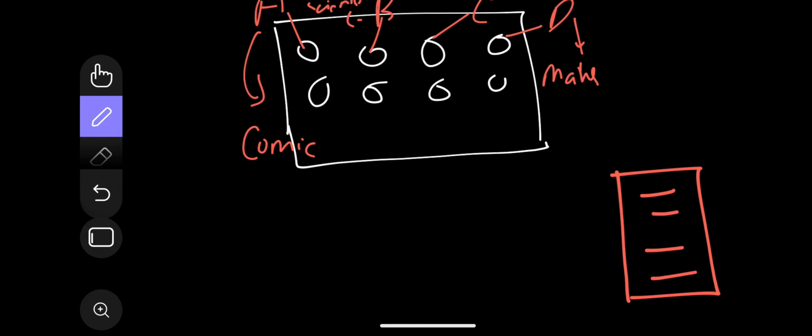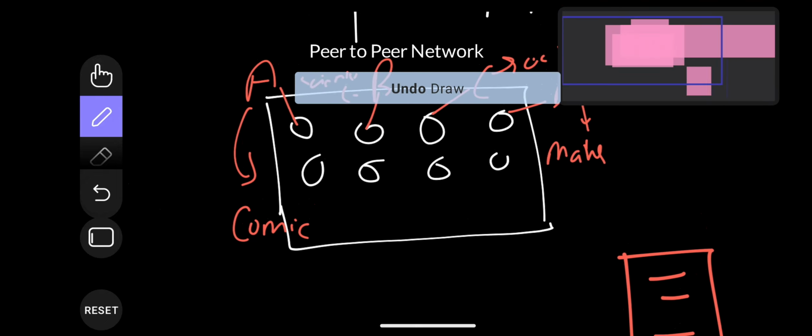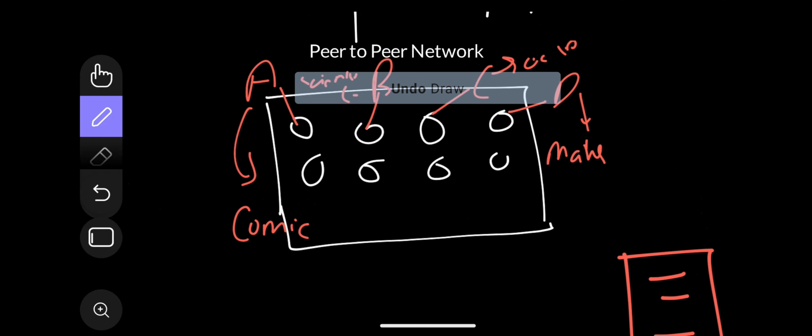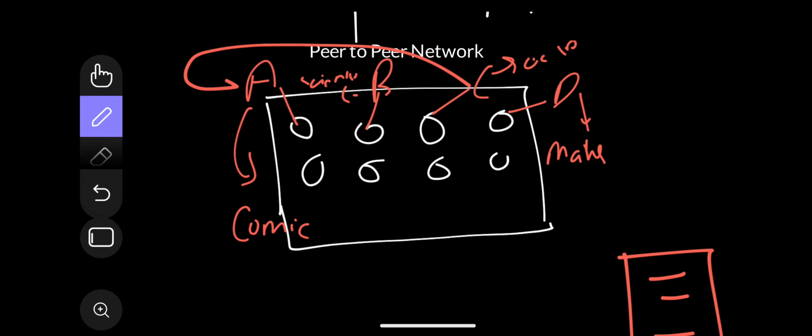Now, requesting a resource is very important when it comes to peer-to-peer network. Charlie learns that Alice has a rare comic book that he wants to read. So instead of going to the library, he sends a request directly to Alice: okay, I want to read your book, asking to borrow the comic book.